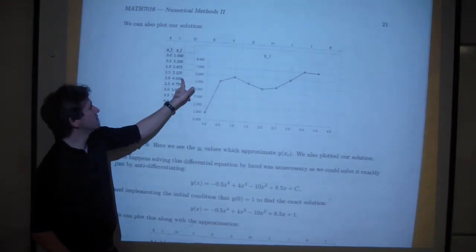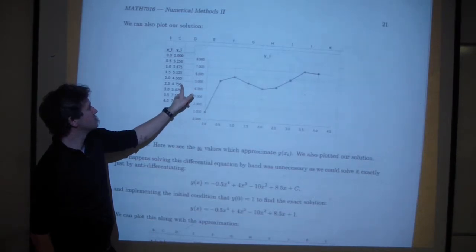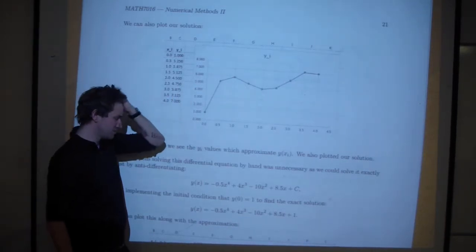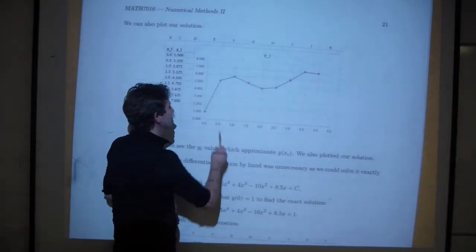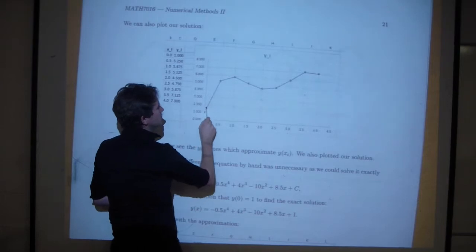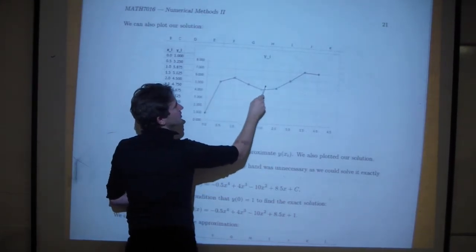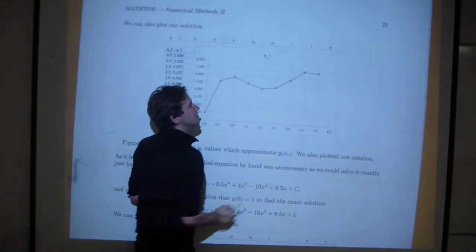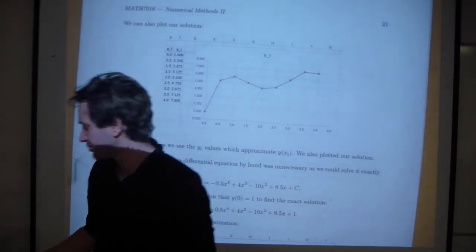And I just keep doing the same. This is the previous y value plus step size times previous slope. This is the previous y value plus the step size times the previous slope. And it's good the way I graphed this with straight lines. So the true solution might be perhaps something like that, and this is an approximation to it.